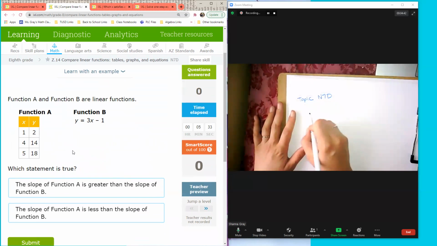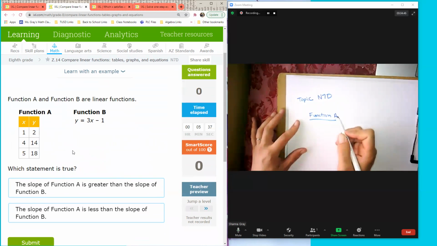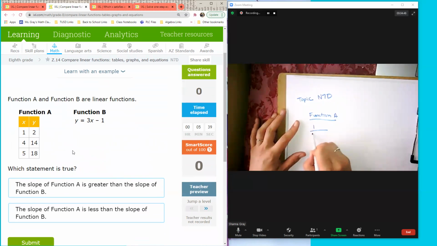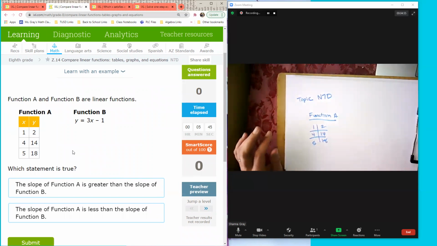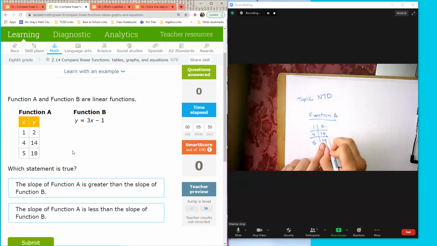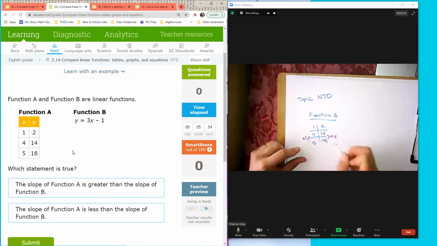So if I was trying to find the slope for function A here with that table, that's where I'm looking to see how much the numbers change. So for example, to get from 14 to 18, I have to go up 4. And then to get from 4 to 5, I have to go up 1. So that change in y over the change in x is 4 over 1.